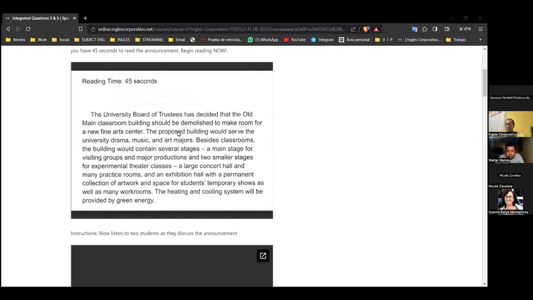All right. The University Board of Trustees has decided that the old main classroom building should be demolished to make room for a new art center. The proposed building will serve the university's drama, music, and art majors. Besides classrooms, the building will contain several stages: a main stage for visiting groups and major productions, and two smaller stages for experimental theater classes; a large concert hall and many practice rooms; and an exhibition hall with a permanent collection of artwork.